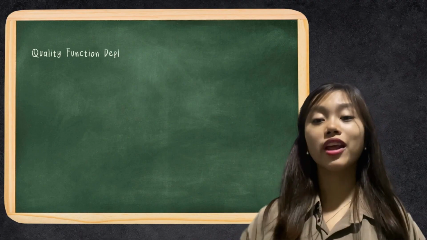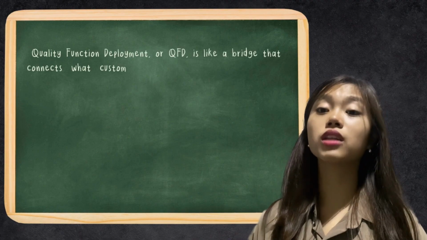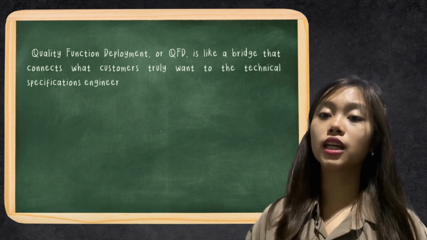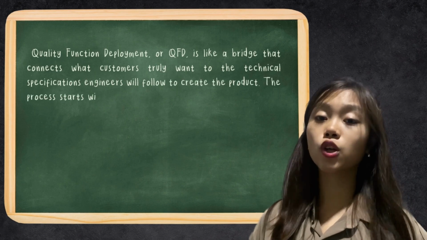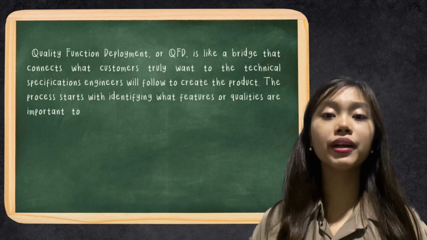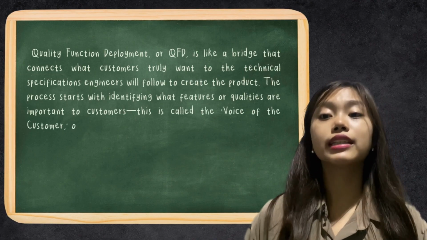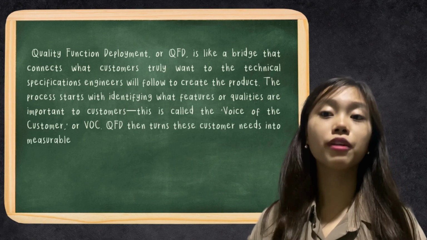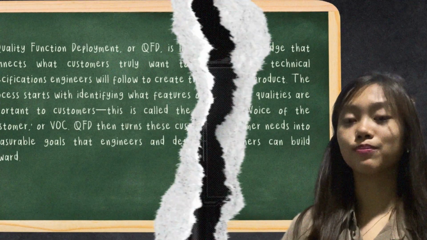Great answer! Quality Function Deployment, or QFD, is like a bridge that connects what customers truly want to the technical specifications engineers will follow to create the product. The process starts with identifying what features or qualities are important to customers. This is called the voice of the customer, or VOC. QFD then turns these customer needs into measurable goals that engineers and designers can build toward. This means every part of the product development process is guided by what the customer values, which increases the chance of a successful customer-focused product.